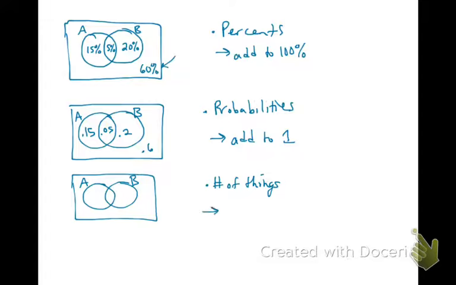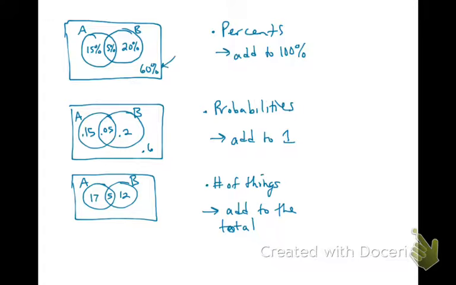In number of things, they must add to the total. Okay, they must add to the total. You must again account for everything. So for instance, maybe there are 5 people who share A and B. Maybe there's 17 people who only are in event A but not in B. Maybe there's 12 people who are in event B but not in event A.